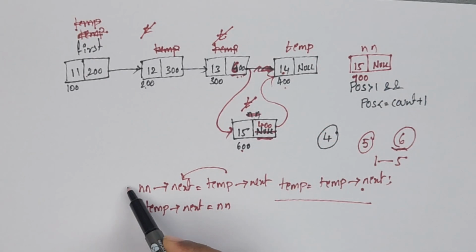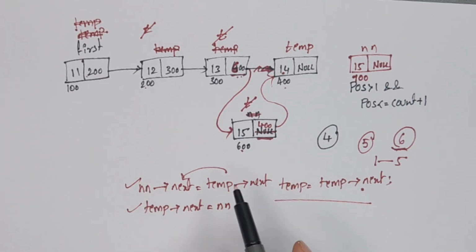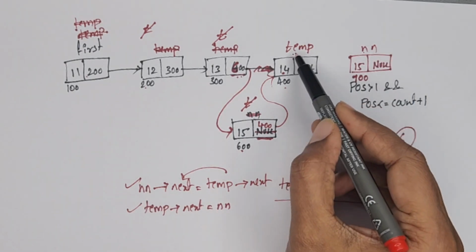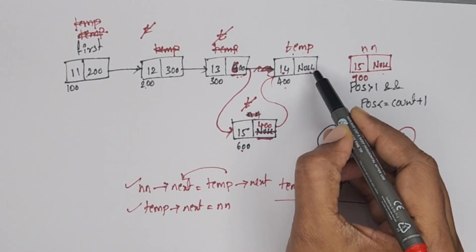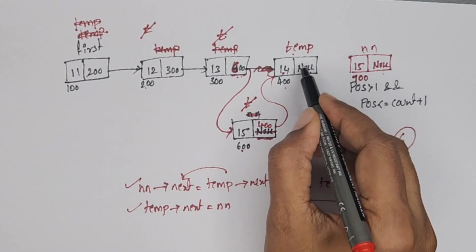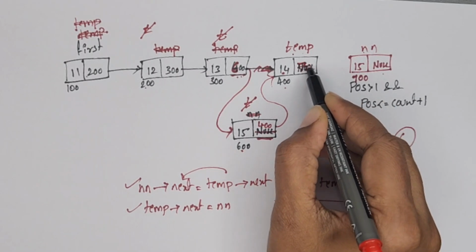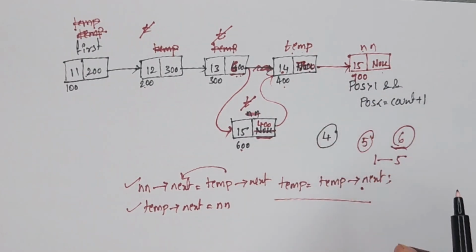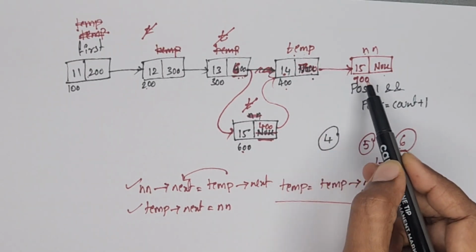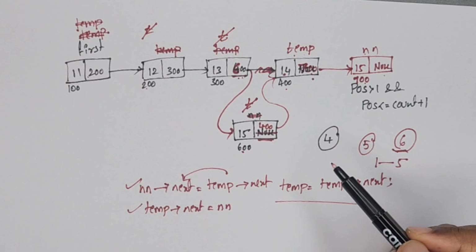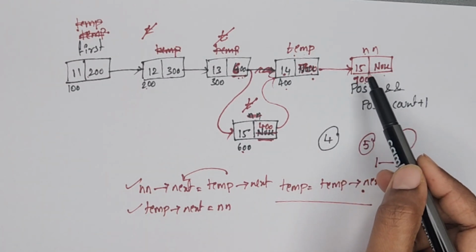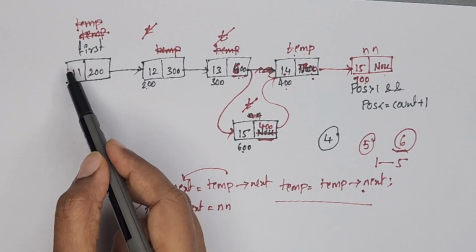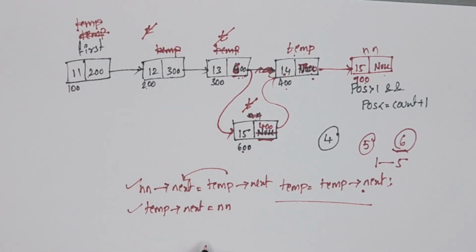So you can repeat the same thing also: new node of next equals temp of next. Anyway, it is already done. So you only have to change one thing, that is temp of next equals new node 700. So temp of next we are adding the new node. Like this, after the last node you can insert, in the middle also you can insert, and before the first node also you can insert. We'll see the program.